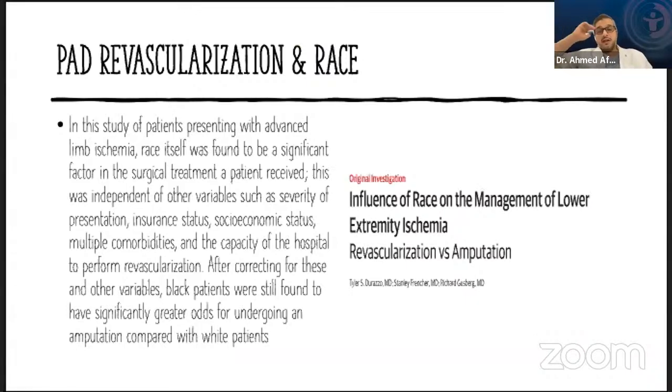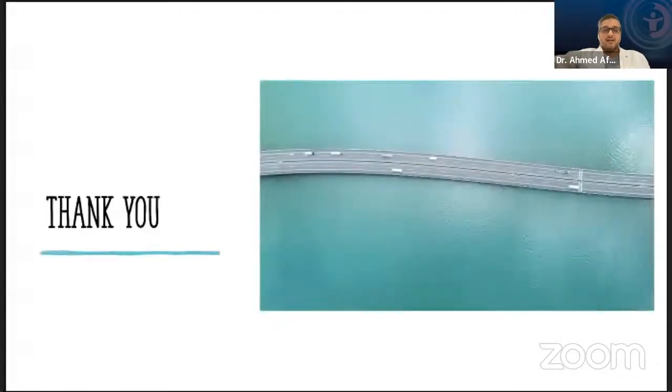Finally, about race, I can share here with you a study which was published, and it indicated that race acts as an independent factor that can affect the amputation rate for patients with peripheral vascular disease. Black patients have a higher rate of amputation regardless of other risk factors. That was my last slide, and I would like to thank you all.